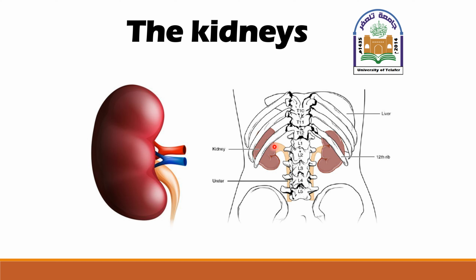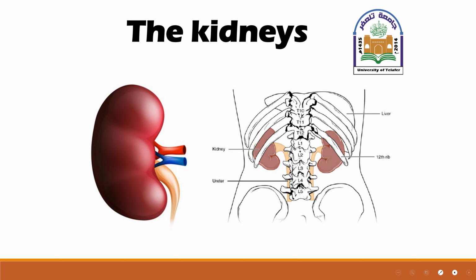They are located on the posterior abdominal wall on each side of the vertebral column. They are extending from the level of the 12th thoracic vertebra to the 3rd lumbar vertebra. So they are protected to some extent by the lower two ribs. Kidneys are located outside the peritoneal cavity, so they are usually mentioned as retroperitoneal organs.